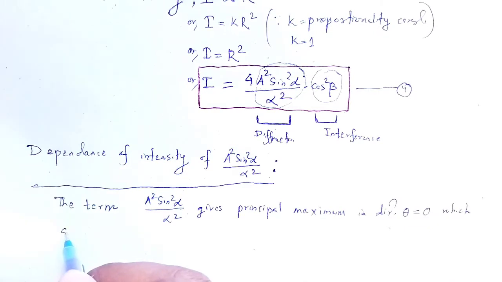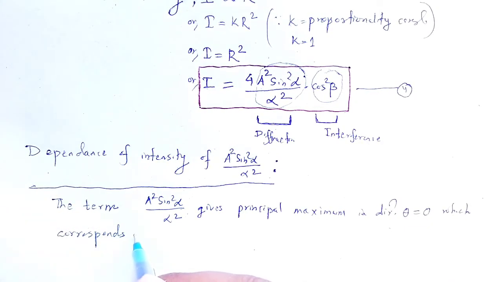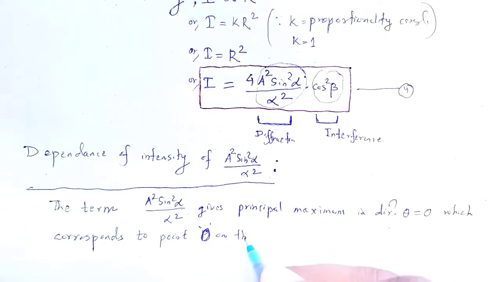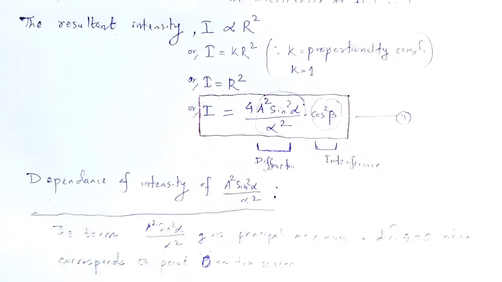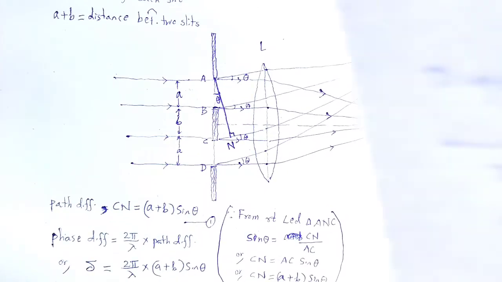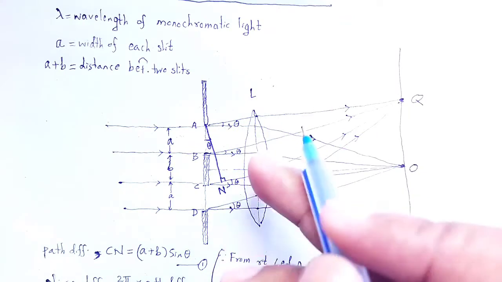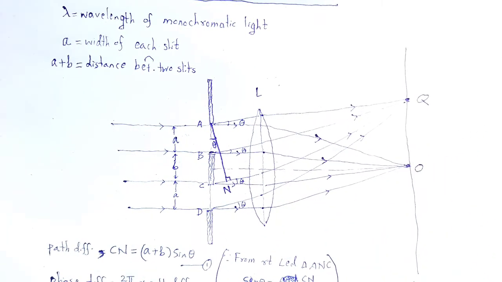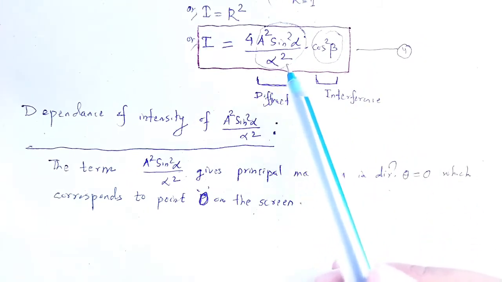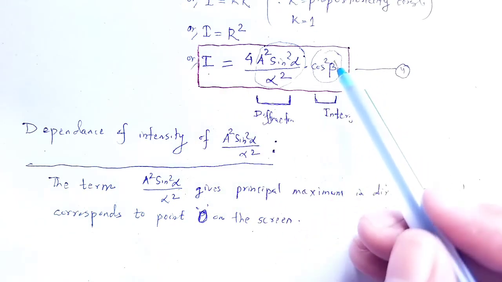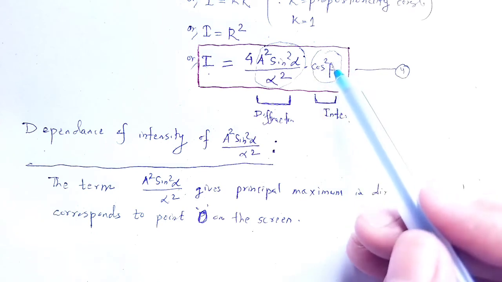which corresponds to point O on the screen. Come to the figure. In that figure, at point O we have the central maximum. These rays are parallel, and at point O we achieve central maximum. Again that is clarified from the expression. The term A square sin square alpha divided by alpha square has maximum intensity. For the interference term to be maximum, the value of cos will be maximum. Here cos square beta is equal to 1.